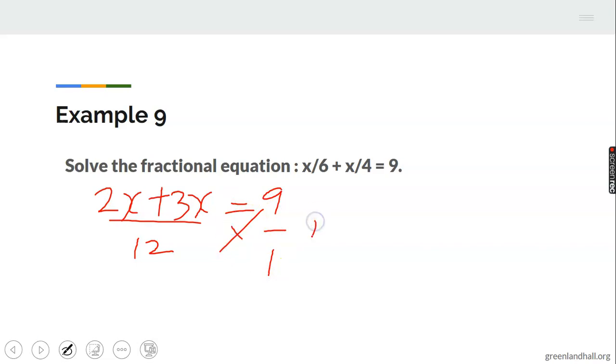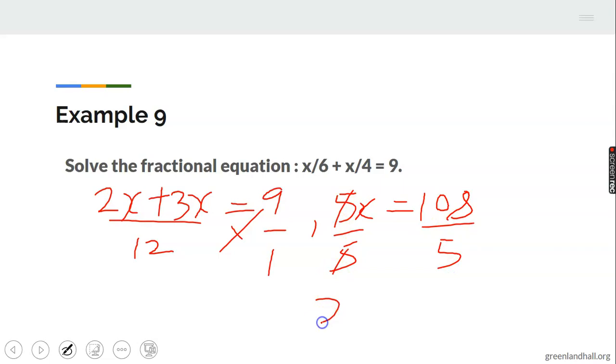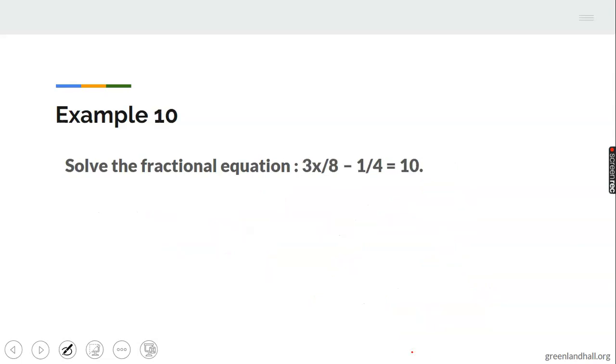Cross multiply. This will be 5x equals 108. Okay, divide both sides by 5. That will be x equals 21 whole number 3 over 5. That's the answer. The next one is: solve the fractional equation 3x over 8 minus 1 over 4 equals 10.